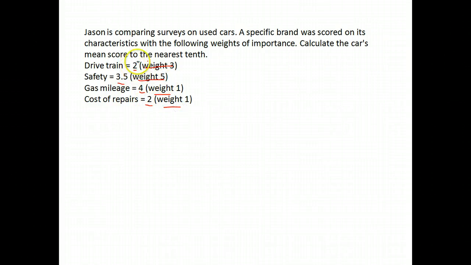So the fact that this is a weight of 3 means that it counts 3 times. So we have 2, 2, and 2 because we want to total these. So this was just our first score. Plus the 3.5 had a weight of 5, so you can either write it down 5 times, adding it up, or you can multiply by 5. Just make sure you get them all in there.